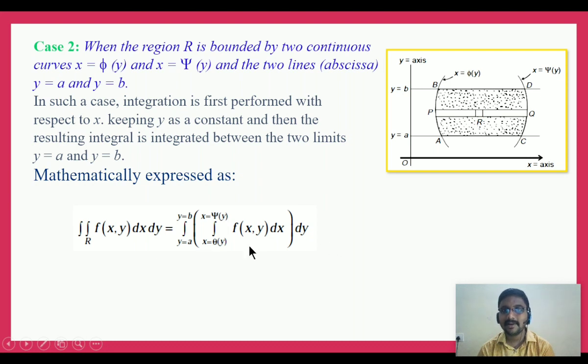First we have to resolve the inner integral and then the outer integral. Here x limits are variable limits. We have to apply integration with respect to x and then y with respect to y, because y limits are constants.